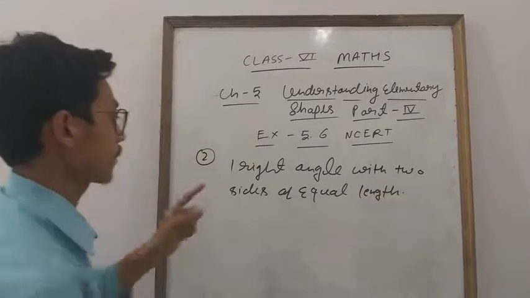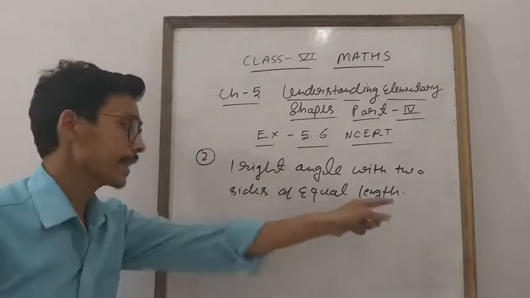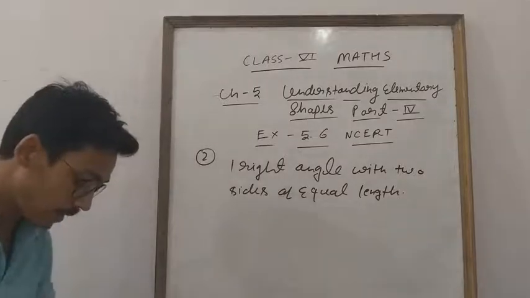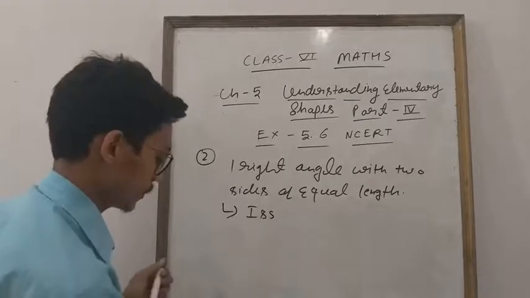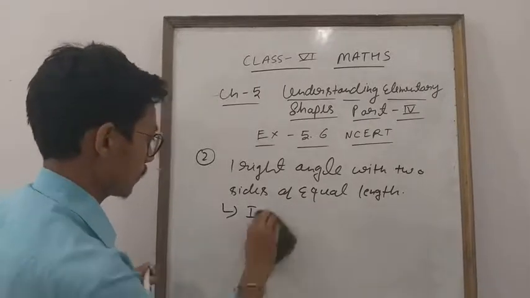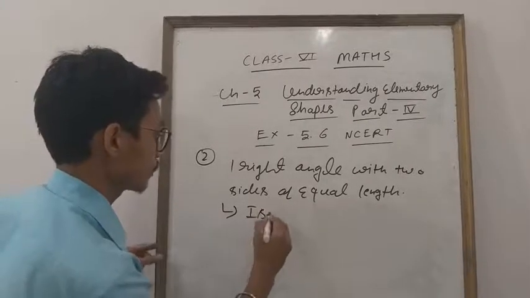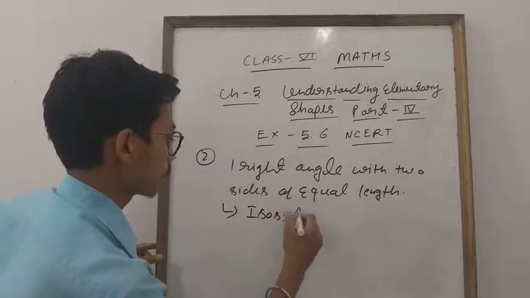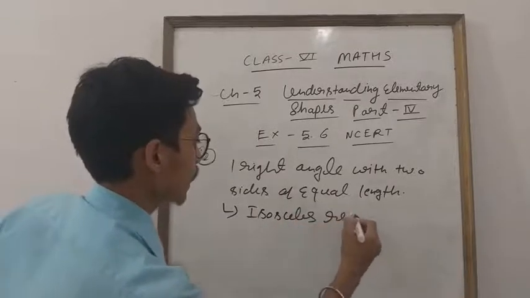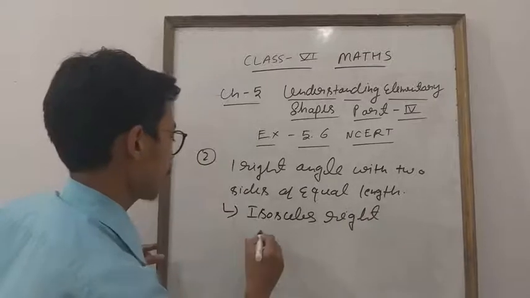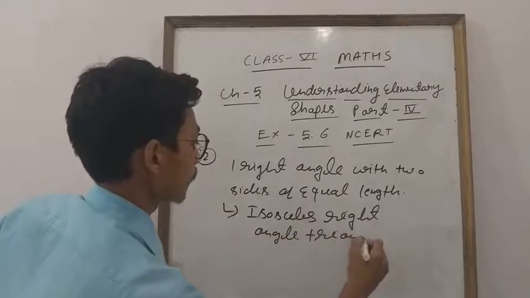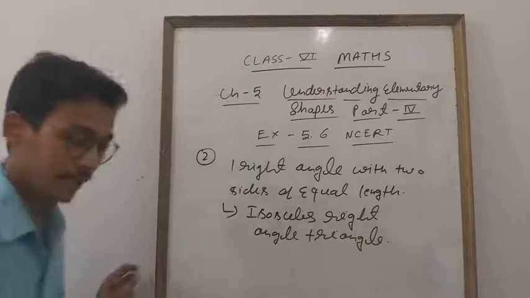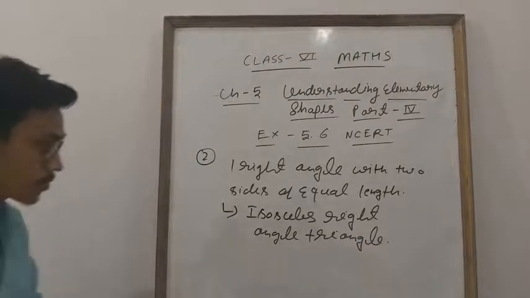See, two conditions are given. One, the angle is right. Second, two sides are equal. So, see, in option one thing is given. This you can say isosceles right angle triangle. Clear, everyone? I think you are clear. You can say this is isosceles right angle triangle.